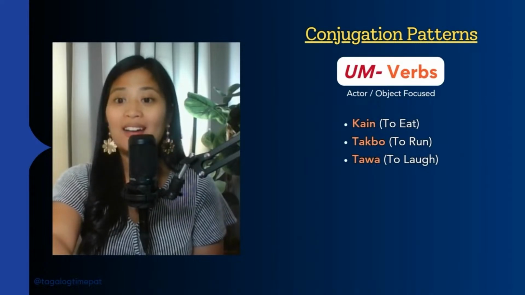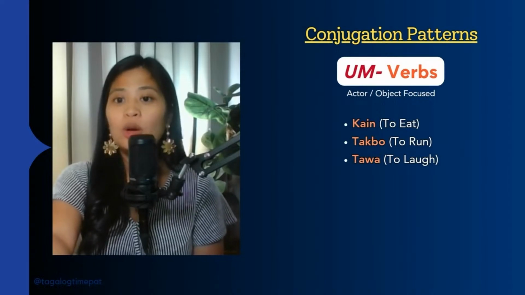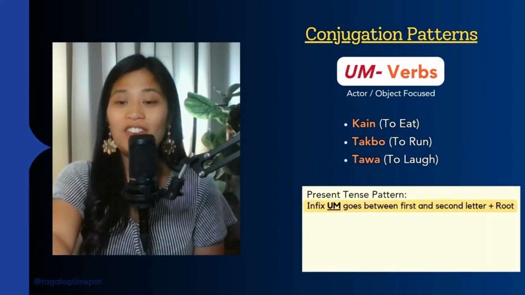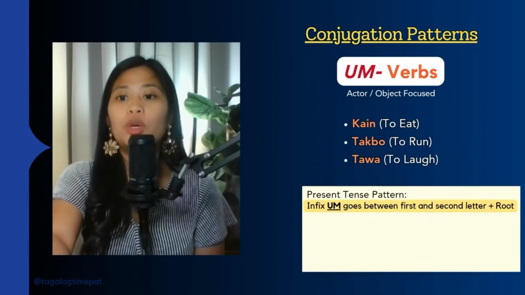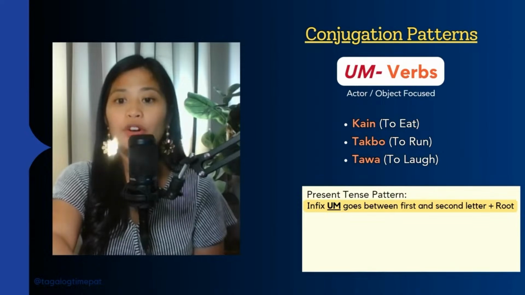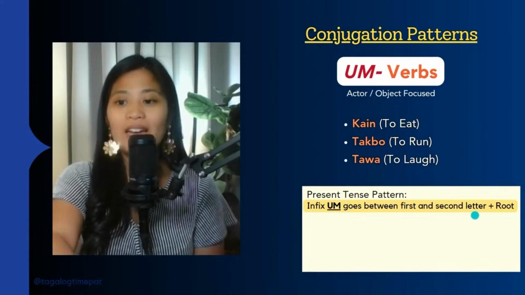Tawa is to laugh. Now you might be wondering, why are these um verbs? Um doesn't appear in the word at all. It's because um is the infix that goes into the word when you are conjugating it. So in the present tense, to conjugate an um verb, the um infix goes between the first and second letter, and then it's the root at the end.